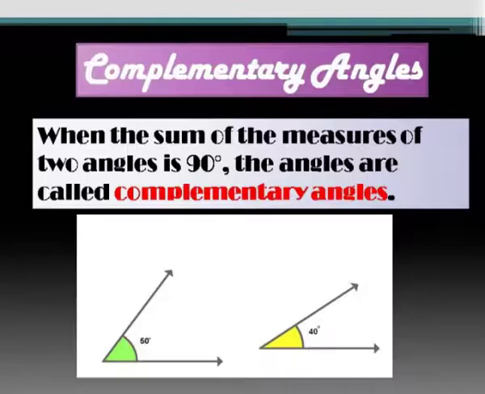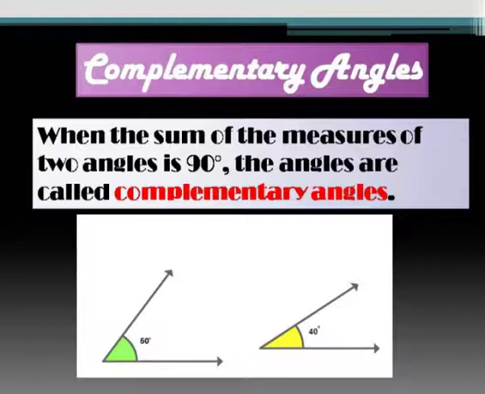Next, we are going to see about complementary angles. So complementary angles means it will always denote a pair of angles. When the sum of the measures of two angles is 90 degree, then the angles are called complementary angles. So complementary angles, always keep it in mind, will denote a pair of angles.